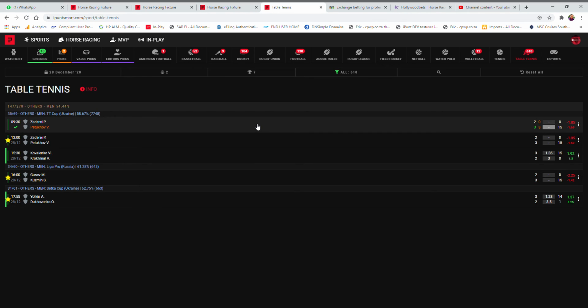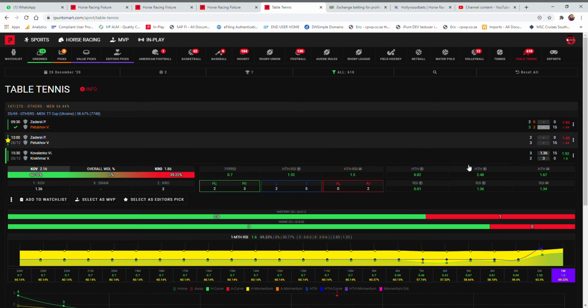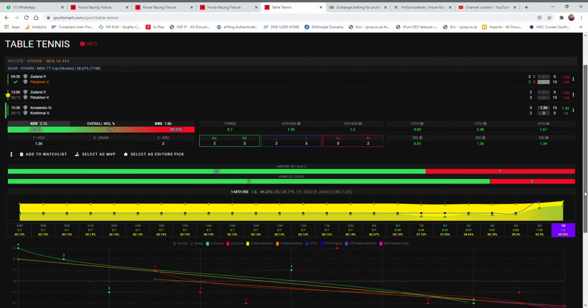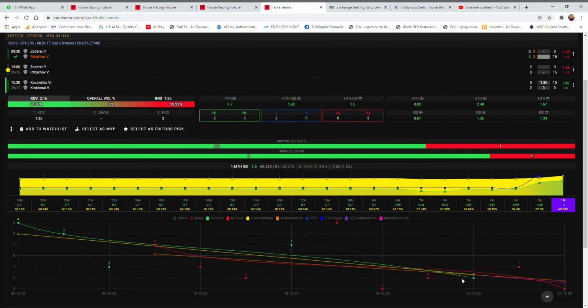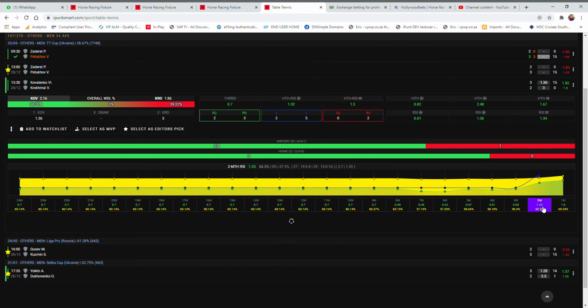The first one's already been won. There's another one, Kovalenko versus Krokmal. And I don't quite like these on top of each other.